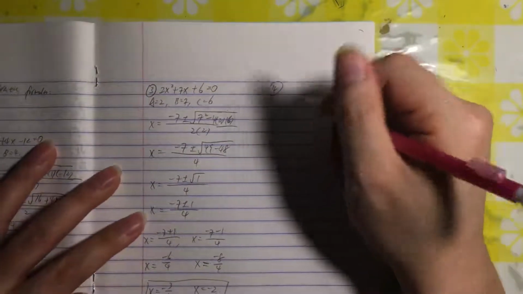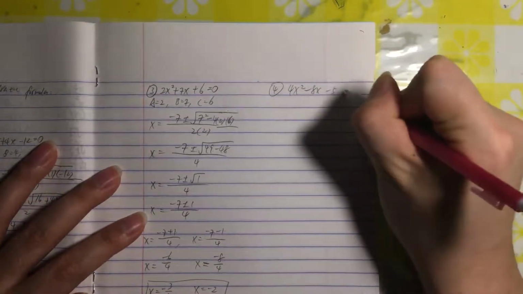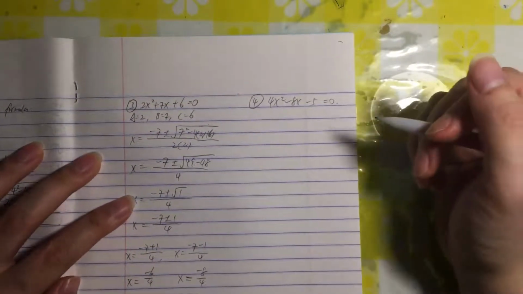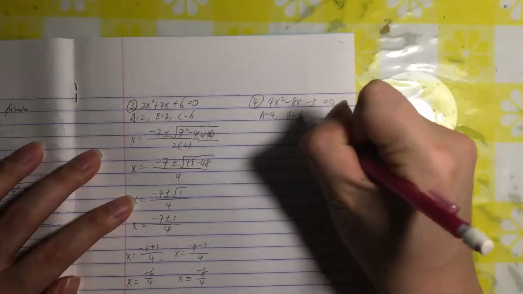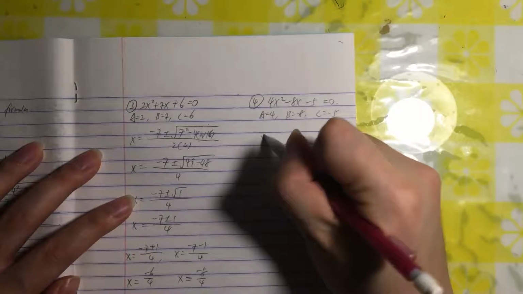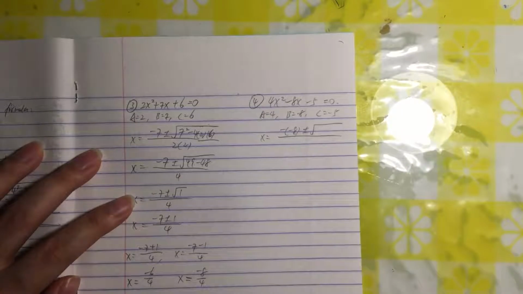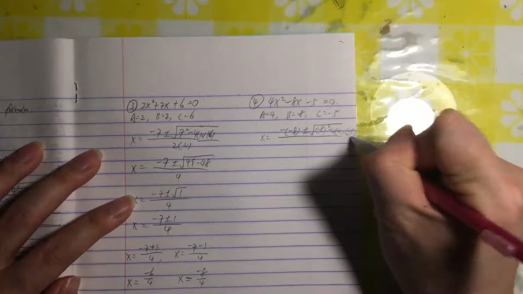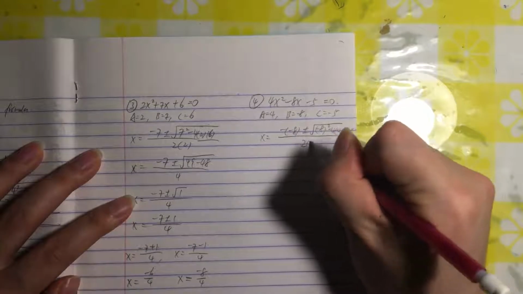Next example, 4x squared minus 8x minus 5. If we solve this equation by quadratic formula, first step, try to recognize a, b, and c. Here a is 4, b is negative 8, c is negative 5. Plug a, b, c into the formula. x is negative b plus or minus square root of b squared minus 4ac, 4 times a times c, all over 2a. a is 4.